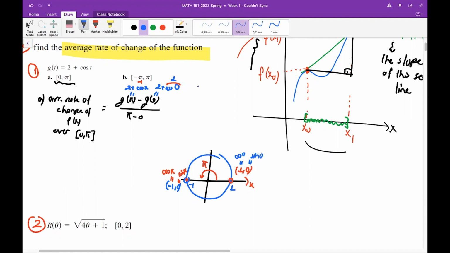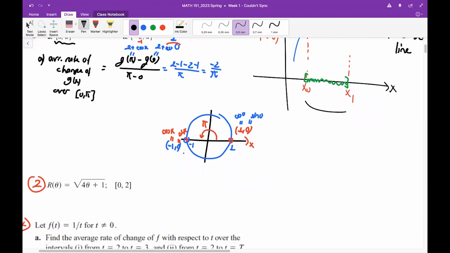1. Okay? So here we have (2 minus 1) minus (2 minus 1) divided by... So the result is minus 2 over pi. This is a real number, and this real number is the average rate of change of the given function g of x over the given interval [0, pi]. Okay? Any questions about this solution? Okay, so let me move on.